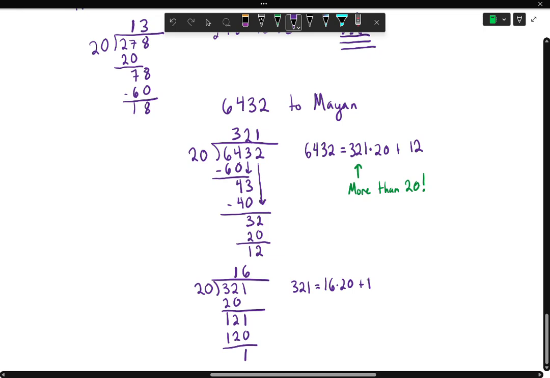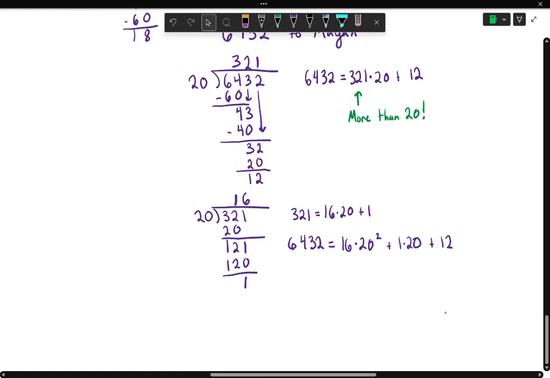So in other words, 6,432 is 16 times 20 squared, because this was 16 groups of 20 20s, plus 1 group of 20, plus 12. So in Mayan notation, I would have 16 groups of 20 squared, 1 group of 20, and then 12.